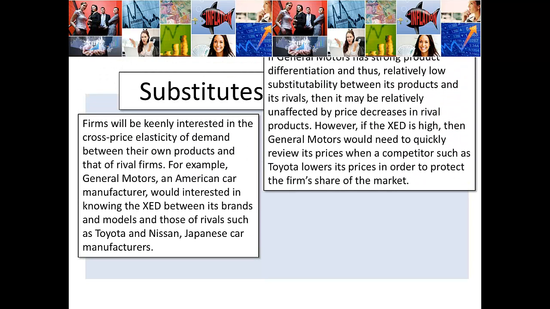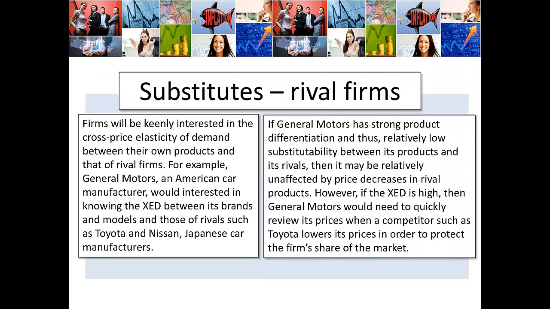Rival firms, the cross-price elasticity of demand between their own products and that of rival firms. So for example, GM, an American car company, is very interested to know the XED between its brands and models and those of rivals such as Toyota, Nissan, other Japanese car manufacturers. So if General Motors has strong product differentiation, low substitutability between its products and its rivals, then it may be relatively unaffected by price decreases with rival products.